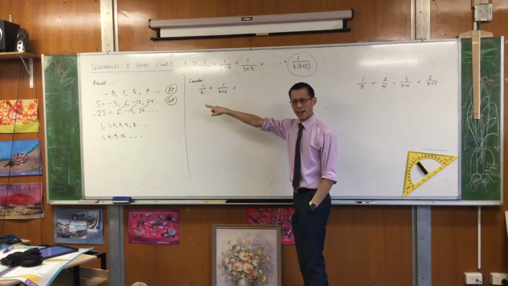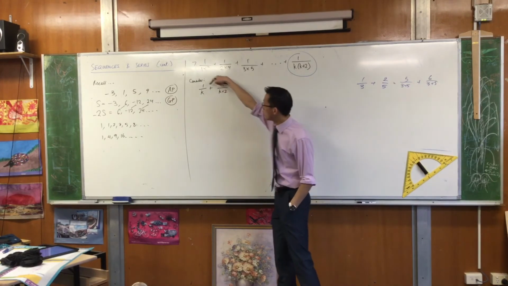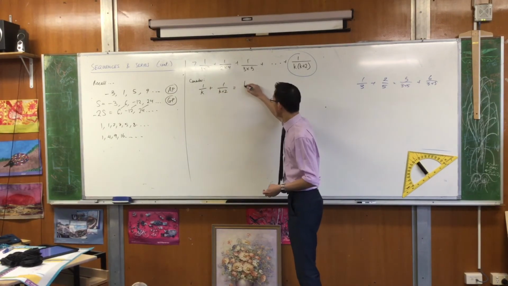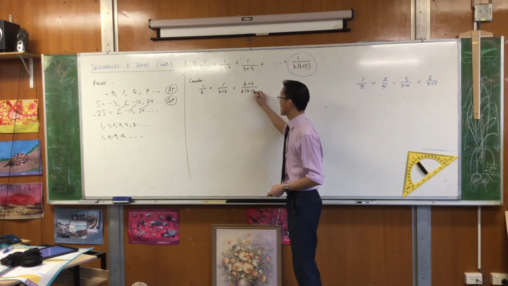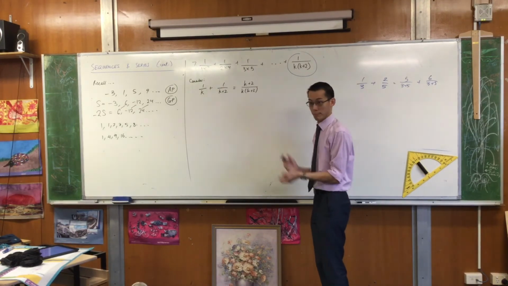What are you going to get? The common denominator is going to be k times k plus 2. But what will this numerator become? The first one. K plus 2, right? Because that's what you multiply the top and bottom by. What about the second fraction? Be k.